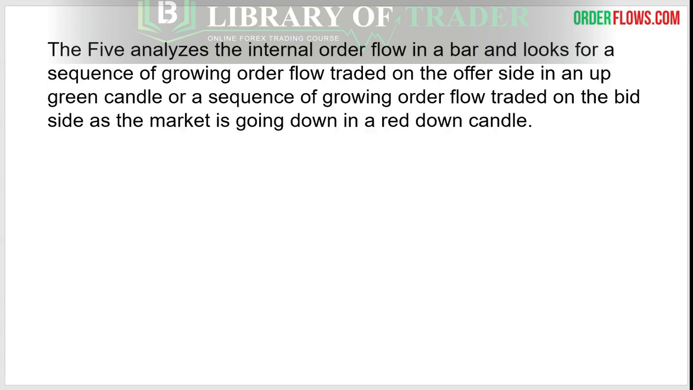All right, so the first setup is the 5. And what it does is it analyzes the internal order flow in a bar and looks for a sequence of growing order flow traded on the offer side in an up green candle, or a sequence of growing order flow traded on the bid side as the market is going down on a red candle. So how does it look?